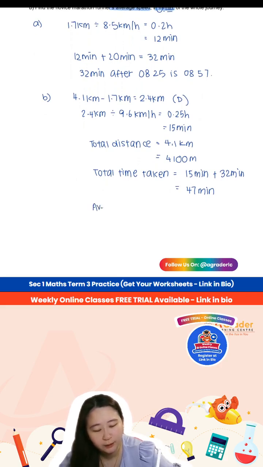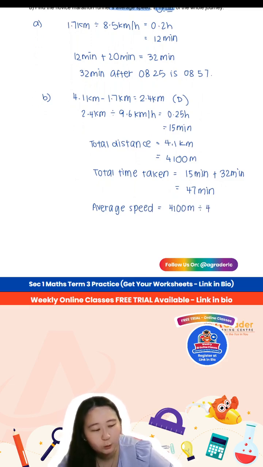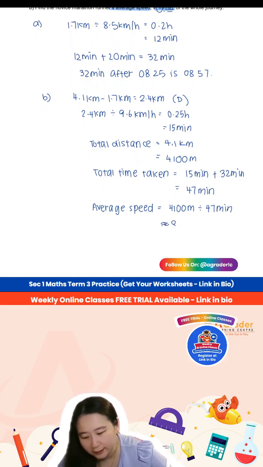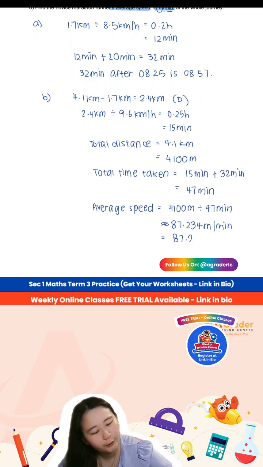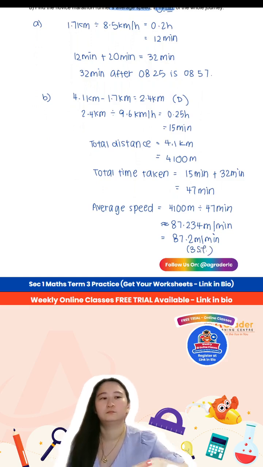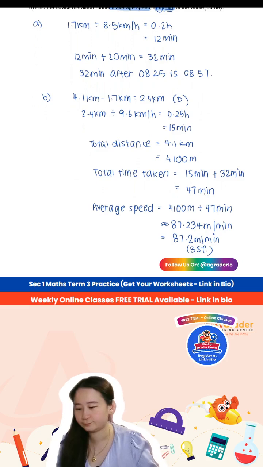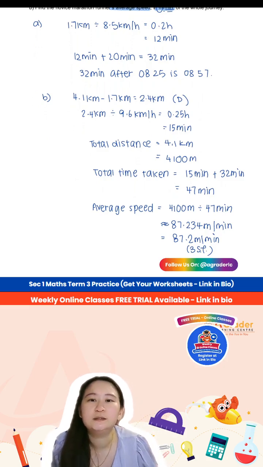So average speed will be total distance in terms of meter divided by total time taken in terms of minute. You get 87.234 meter per minute. Round off to 3SF, so 87.2 meter per minute. Okay. So that's all for today's questions.